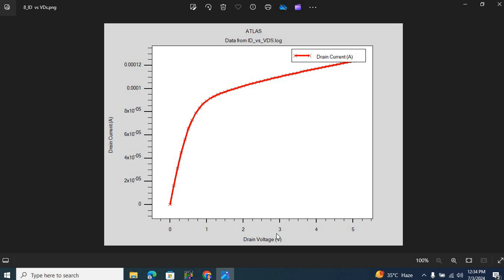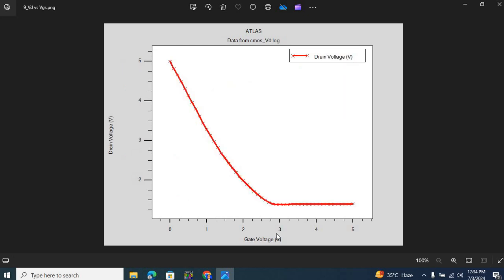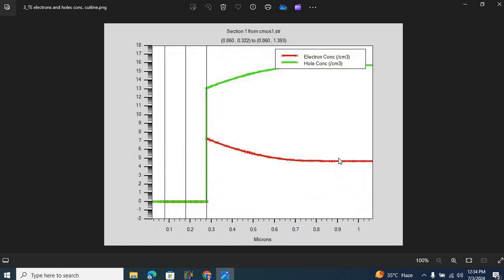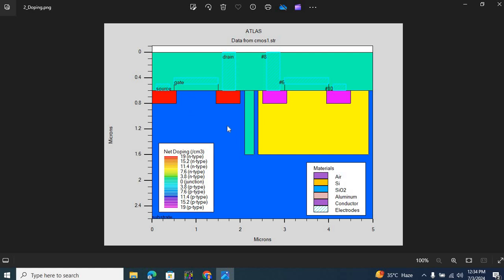Here is the ID versus VDS characteristic curve. The drain voltage versus gate voltage, voltage transfer characteristics, not as good as compared to that of the short channel device. We can further optimize this, and here is the potential across the structure under biasing. I wanted to mention one point. So here is the doping profile of the long channel device. In this case, the substrate doping is 5 times 10 to the power of 15 per centimeter cube. Similarly, the N-well also has a doping of 5 times 10 to the power of 15 per centimeter cube, much lower as compared to the short channel substrate doping.